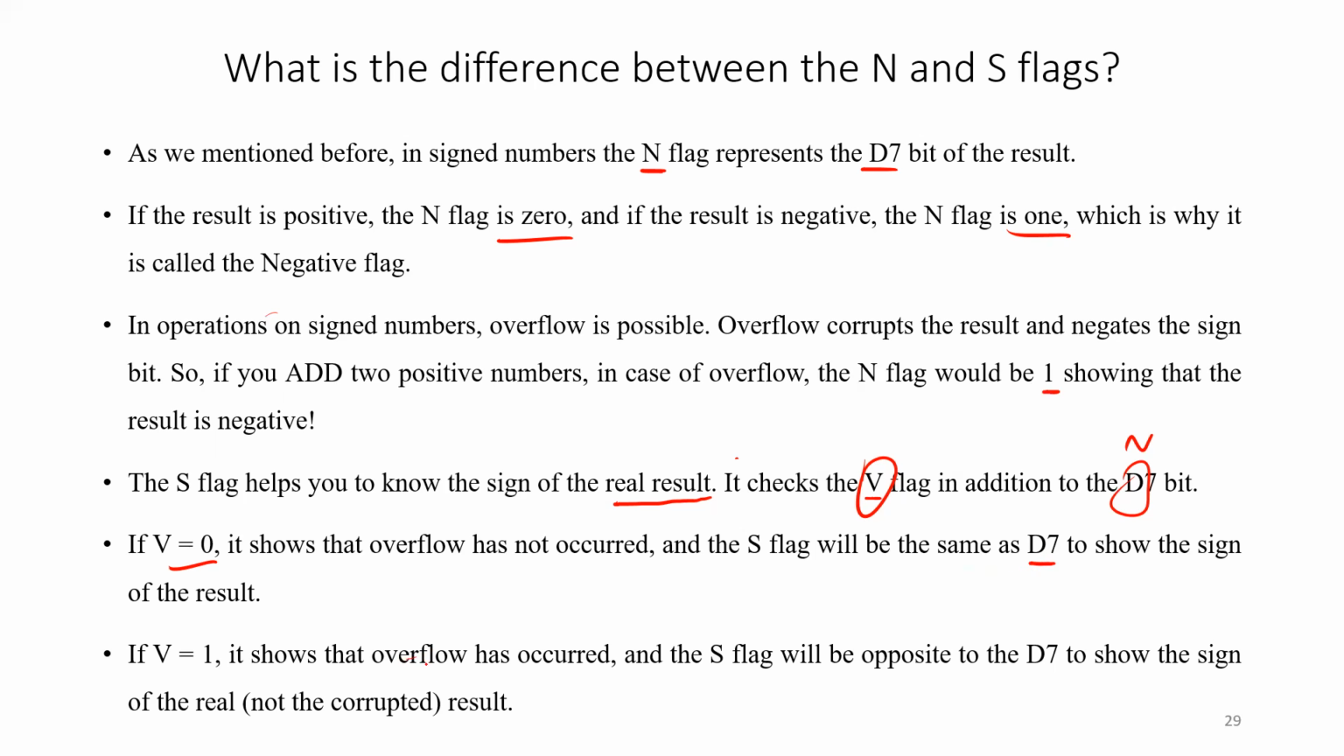But if V is active high, this means you have overflow either from D6 or D7, and the S flag would be the opposite of D7. So it will be the complement of N in this case, which means it's going to give you the sign corresponding to the real value. So we can finally say S is the right flag that we can use to figure out if our result is right or not, and whether the sign is positive or negative.